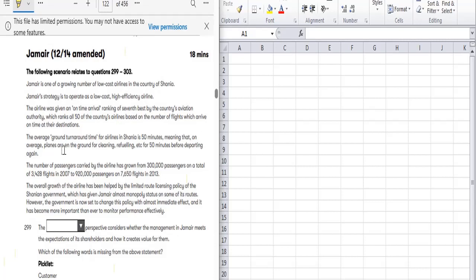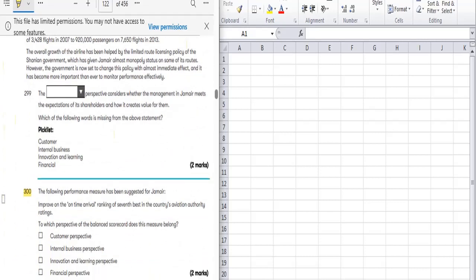The number of passengers carried by the airline has grown from 300,000 passengers on a total of 3428 flights in 2007 to 920,000 passengers on 760 flights in 2013. The overall growth of the airline has been helped by the limited route license policy of the Sania government, which has given Jamair almost monopoly status on some of its routes. However, the government is now set to change this policy with almost immediate effect, and it has become more important than ever to monitor performance effectively.